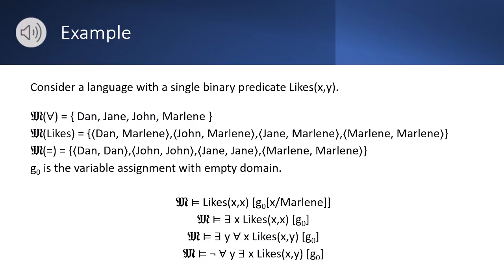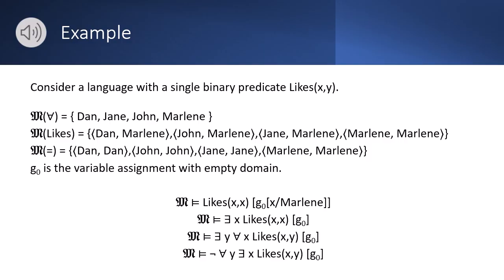Now, the second sentence, the well-formed formula, says there exists somebody who likes themselves. And notice there are no free variables in that particular sentence, and so it is appropriate for our variable assignment G0. And in this case, again, because Marlene likes herself, this particular sentence or expression is true. In other words, M satisfies this sentence: there exists an x that likes themselves.